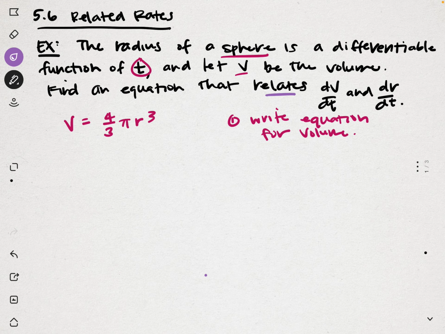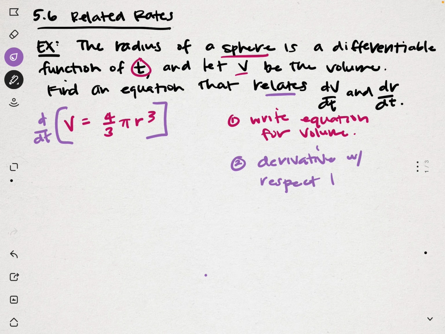Okay, the next step, because they want us to write it in a form that relates dv/dt and dr/dt, is we're just going to take the derivative with respect to t of this whole thing. Notice there's no t's in here. We only have v's and r's. So anytime we take our derivative, because there's no t's in here, we're going to have to do the chain part with respect to t. So let's go ahead and do this.